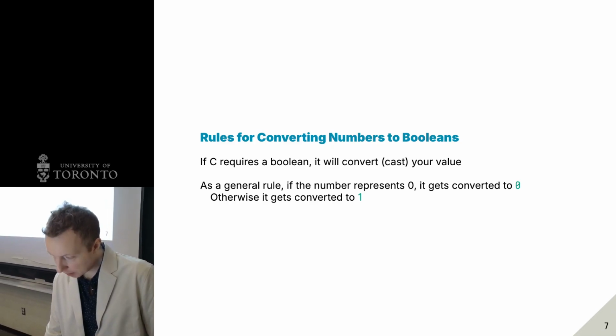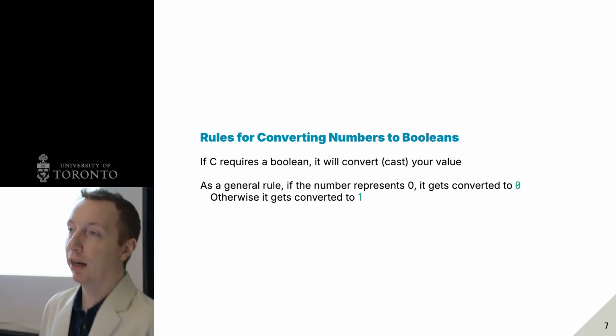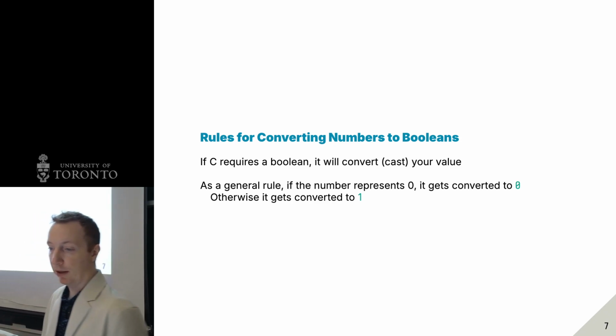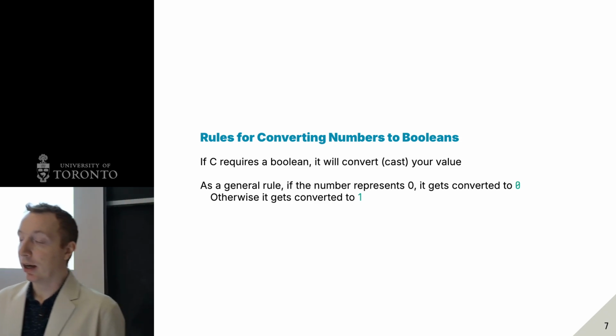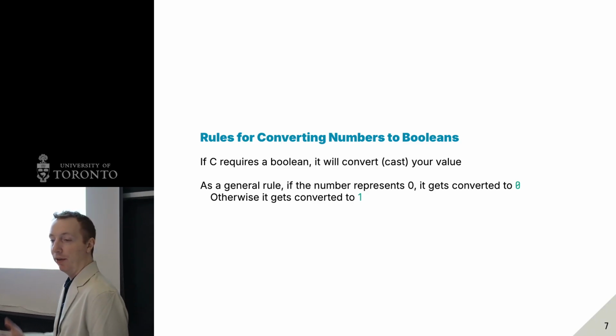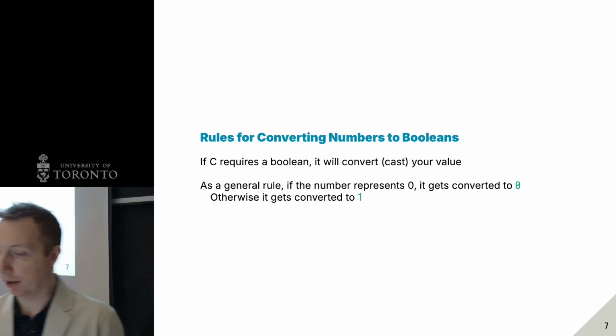So, this might be a bit strange. If C requires a Boolean, like if it wants a double, it will implicitly cast your value. And how it works is, as a general rule, if the number represents 0, it gets converted to 0. Otherwise, it gets converted to a 1.